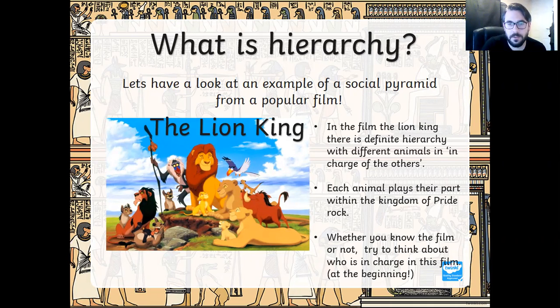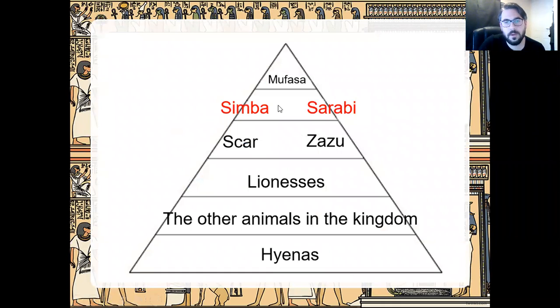Let's have a look. What I've got here is my social pyramid. At the top is the most important, most powerful person, and that is also the decision maker, the person that makes those key decisions. As we filter down towards the bottom, this is someone or a group of people, a group of animals in this example, that will have to abide by the decisions made above them.